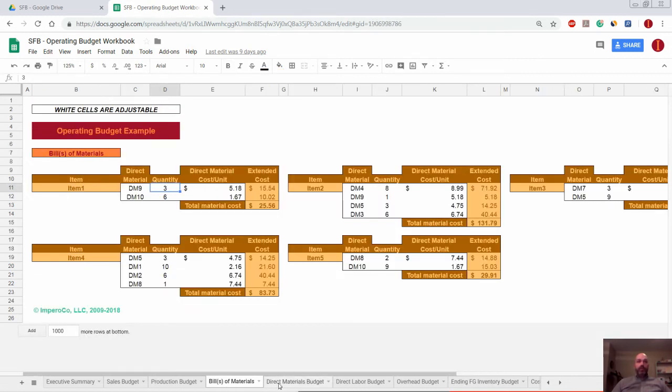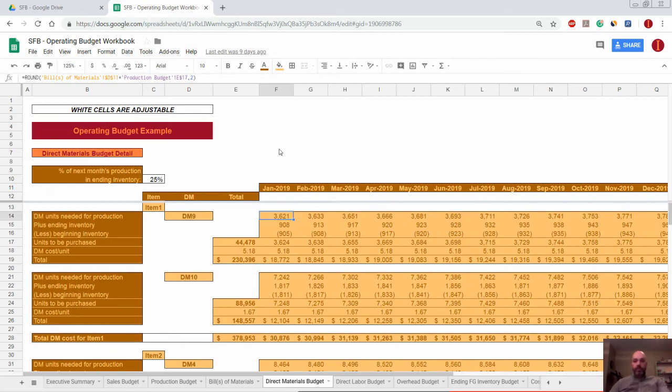Okay, so 3 times 1207, if we just double check that here, is 3621. Okay, see, that's what we've got here. So we know we're going to need 3 direct material 9s for every item 1 we plan to make. What was it, 1207 item 1s in January. Here we go. That's how we get that. Okay, so that's the number of units we're going to need in January for this particular finished good, item 1.